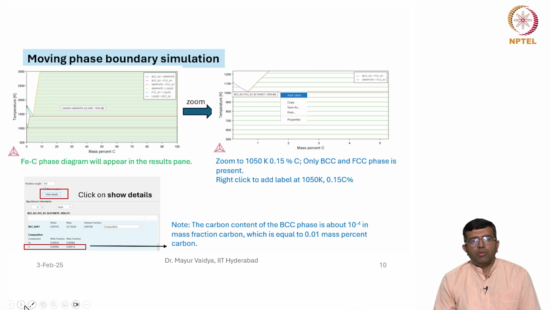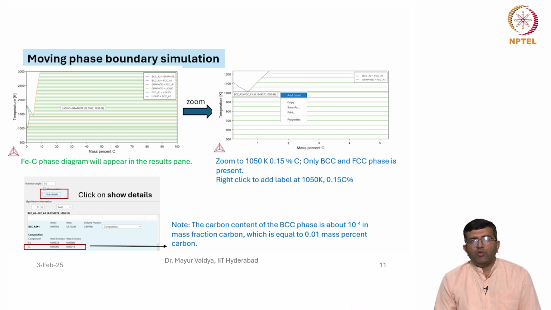0.15. Then you can also add the label at 1050 Kelvin and 0.15% carbon, which corresponds to our conditions. Then click on show details. Why is this step needed? You can see the mass fraction of the carbon here. This carbon content is about 10 power minus 4 mass fraction, which is equal to 0.01 mass percent carbon. This is the value we will use in the diffusion simulations.